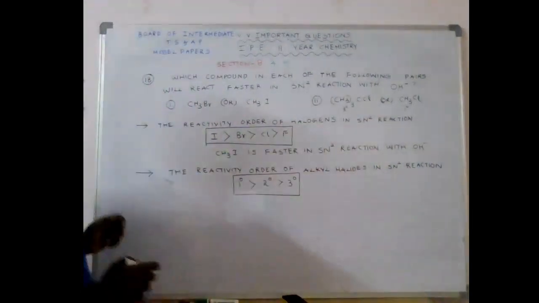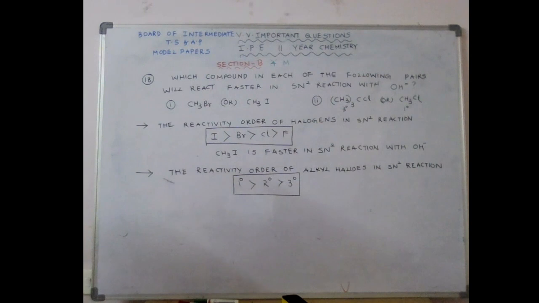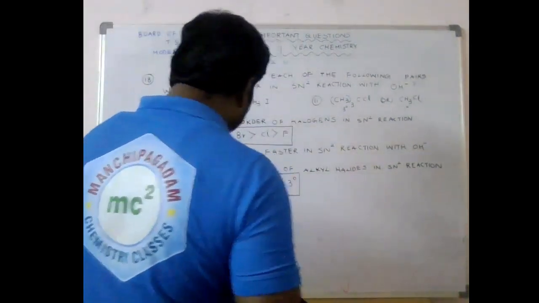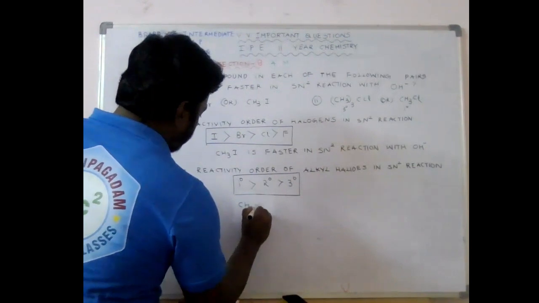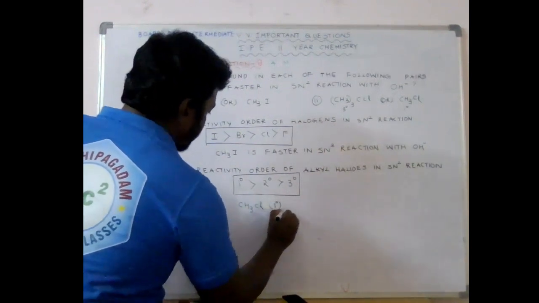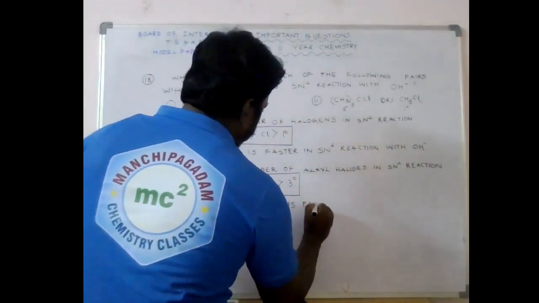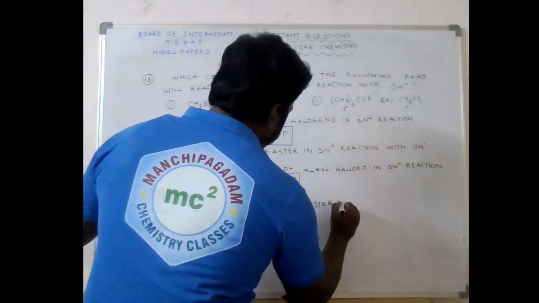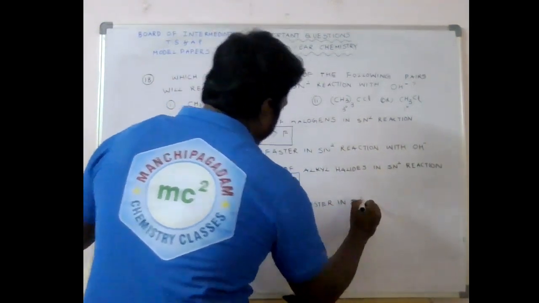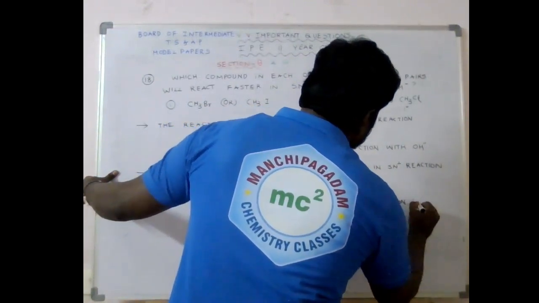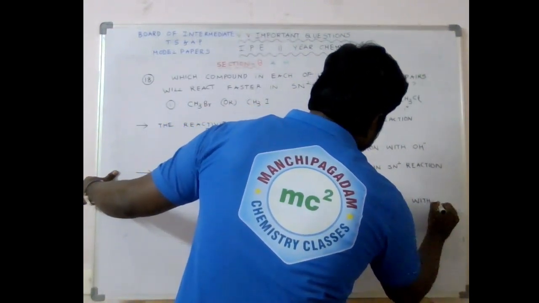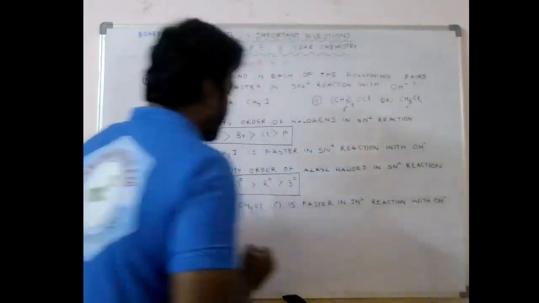Which one is faster here? The first one is tertiary, second one is primary. So which one is faster now? The faster one is primary. That is why you can answer this. Therefore, CH3Cl, in bracket you can write primary, is faster in SN2 reaction with OH minus. That's it.